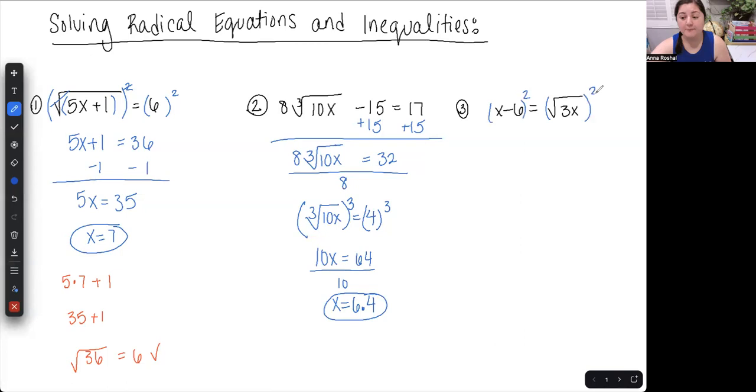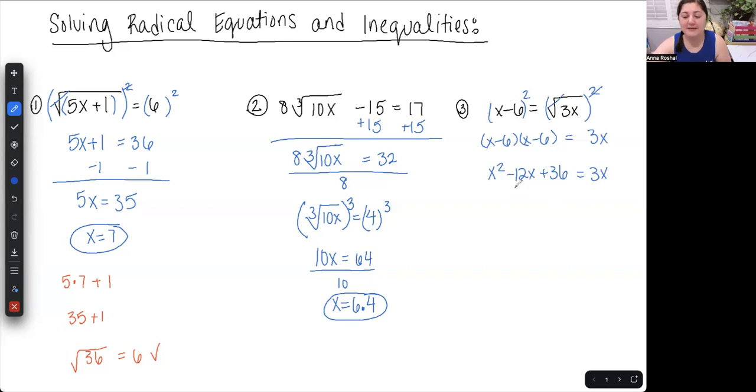Because this is an x minus 6 squared, that's like me having two sets of parentheses, x minus 6 and x minus 6. And then here my radical and my squared will eliminate. So I'm going to end up with 3x. Here I'm going to end up with x squared minus 12x plus 36. All I did was multiple distribution or FOIL, whichever term you prefer for that same method.